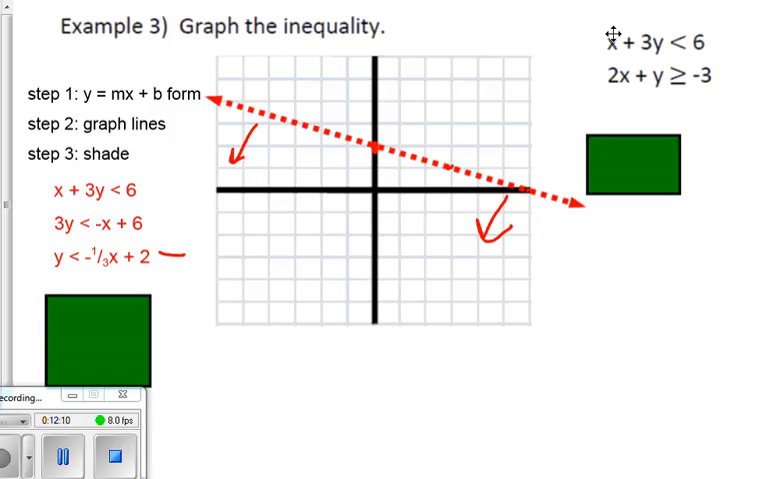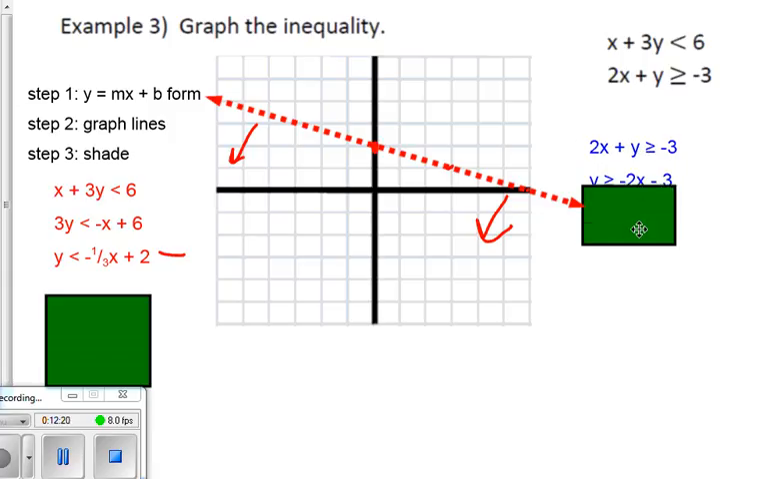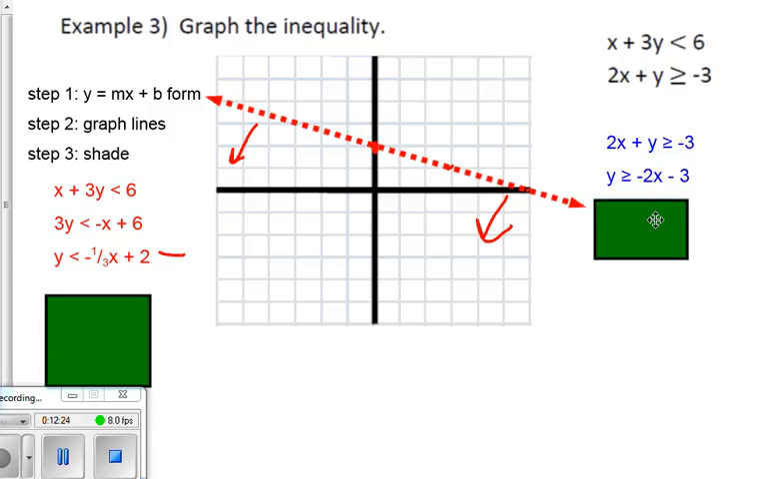Okay, let's look at our other one. We had 2x plus y is greater than or equal to negative 3. We need to get y alone, so we subtract 2x from both sides. That would leave us with y is greater than or equal to negative 2x minus 3. This negative 3 is still right here, minus 3, or it's like saying adding on negative 3.